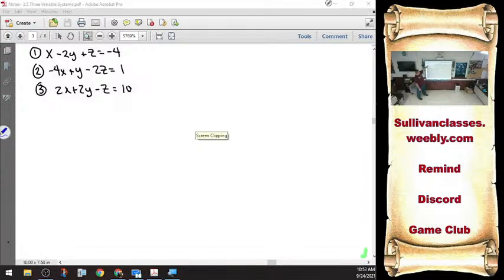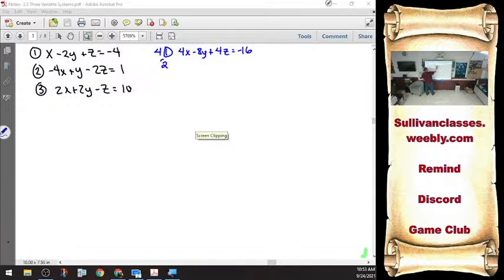Right? Just take this times 4. 4x's minus 4x's. Poof, gone. Nice and easy. So I write that. I'll say 4 times equation 1. It's 4x minus 8y plus 4z is negative 16.